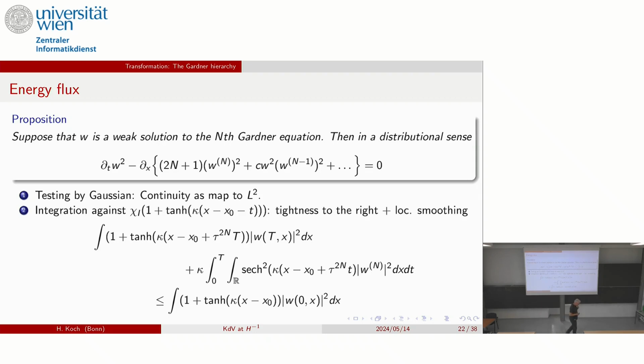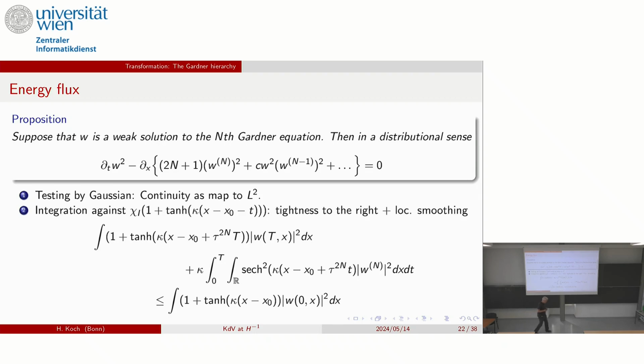So once you have this energy flux identity, you can test it. If you test it by a Gaussian, then you get continuity of the map as a map to L2. If you test it by a Gaussian, and the size of it tends to infinity, then only what happens at plus or minus infinity becomes important. There you assumed that the local L2 norm converges to 0. So that gives the continuity as a map to L2.